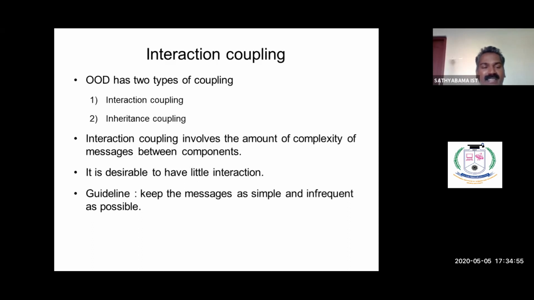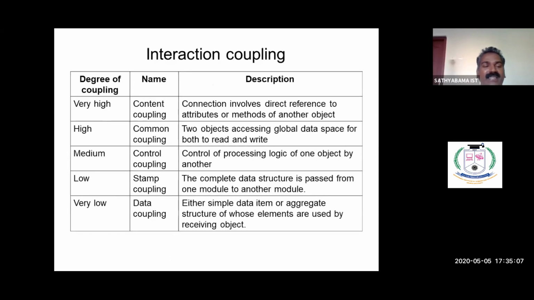Interaction coupling. Here, object-oriented design supports two kinds of coupling: interaction coupling and inheritance coupling. Interaction coupling supports six kinds of coupling: content coupling, common coupling, control, stamp, and data coupling. Content coupling involves direct reference from one object to another object. Changes in one object will immediately be reflected in the other object, that is, component to component interaction. The changes take place immediately.